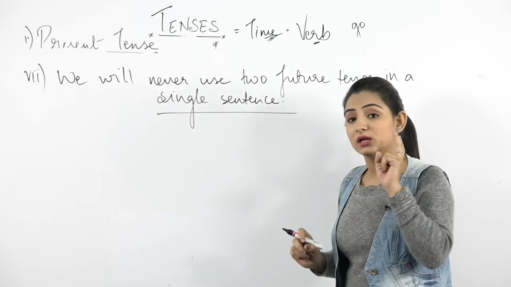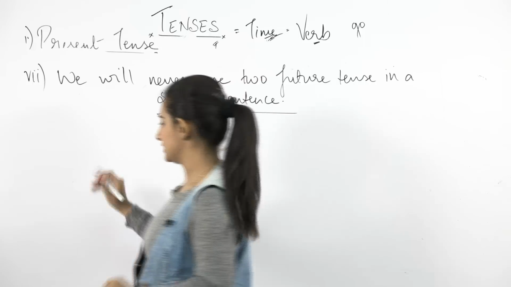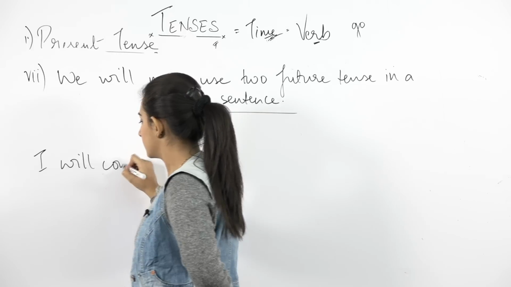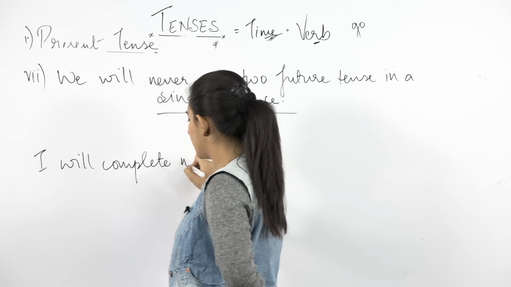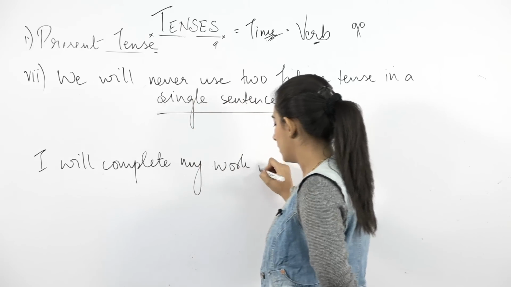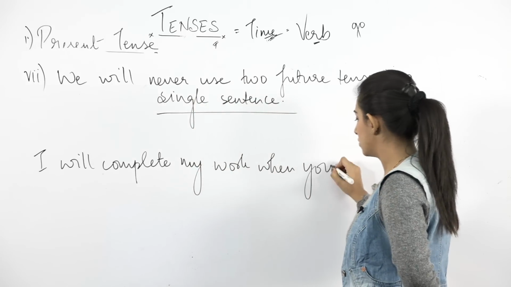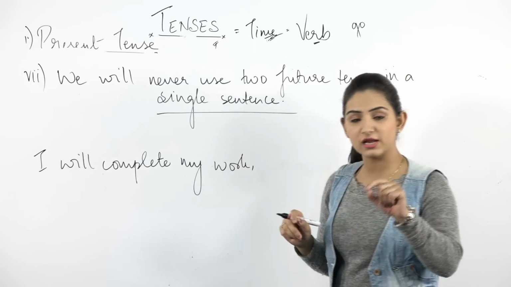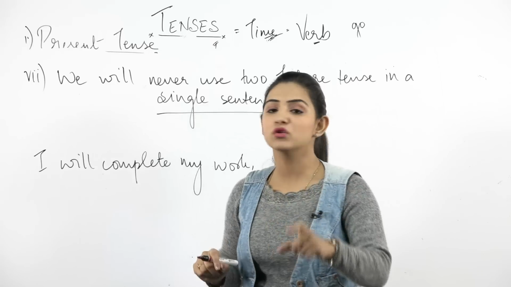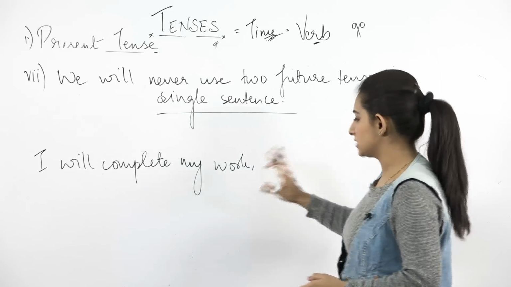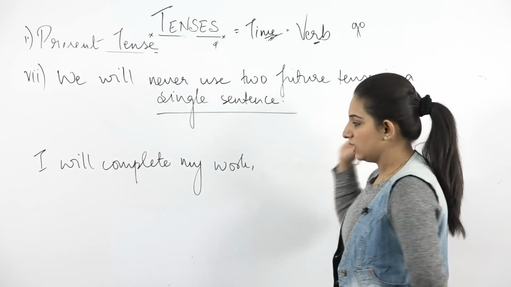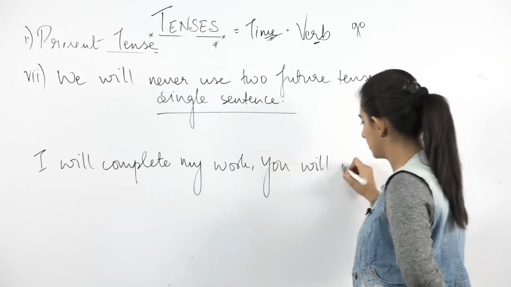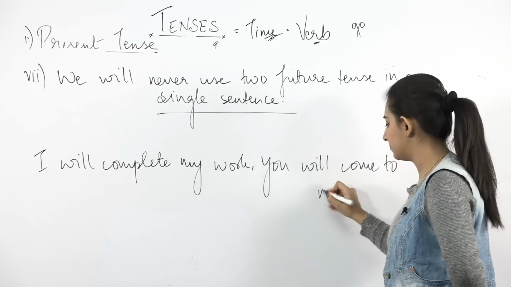एक sentence में दो future tense नहीं use हो सकते. For example, if I say, I will complete my work, when you, or rather, let's remove when from here, because you have already learnt one rule that whenever we place when, you cannot use future tense with it. So let's place a comma here. I will complete my work, you will come to my place.